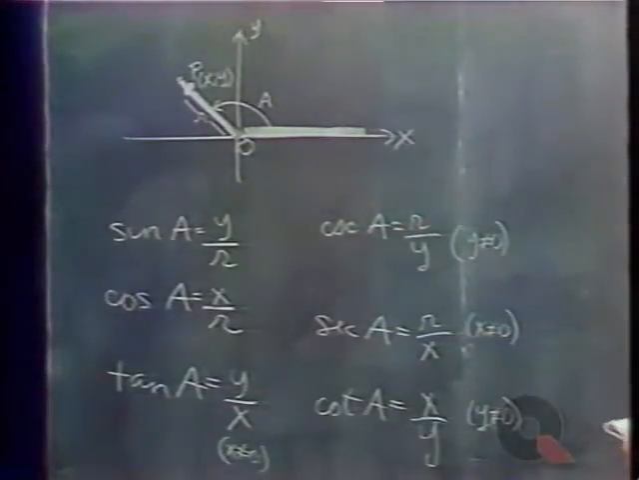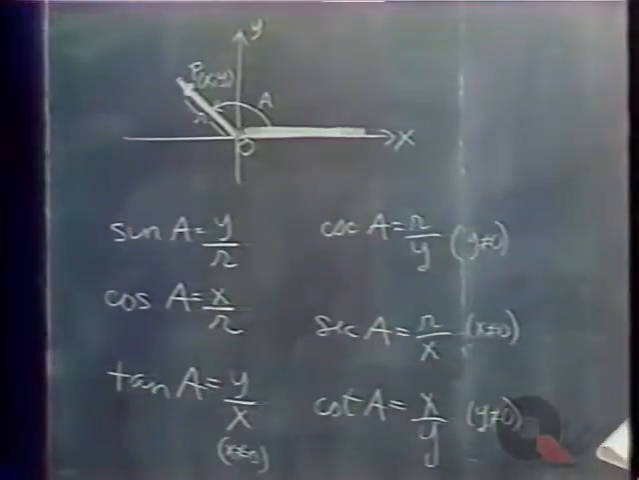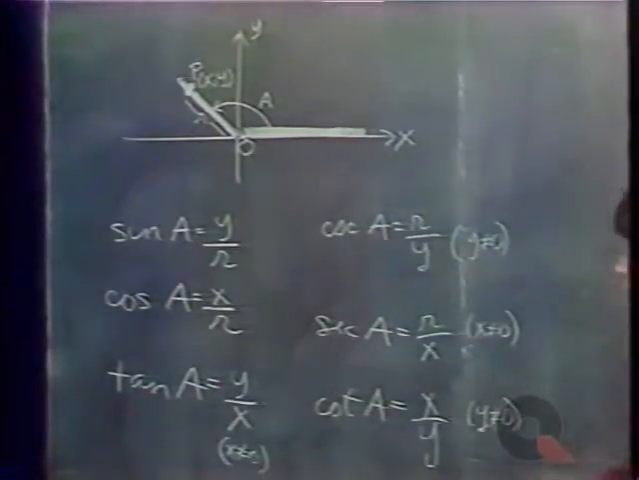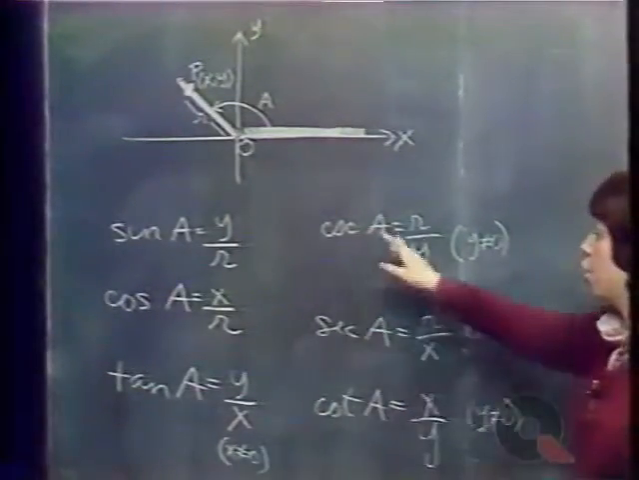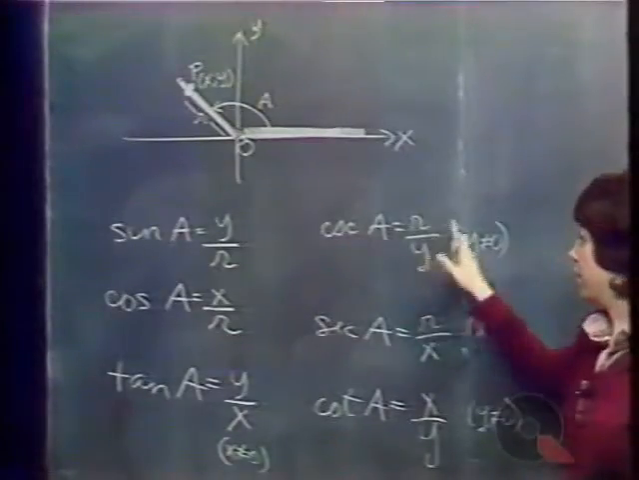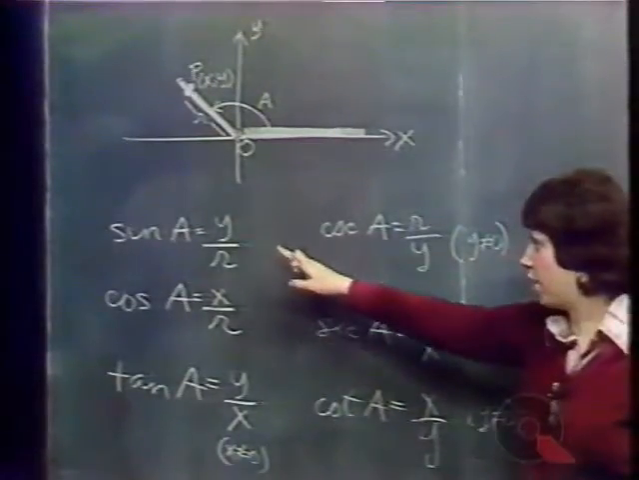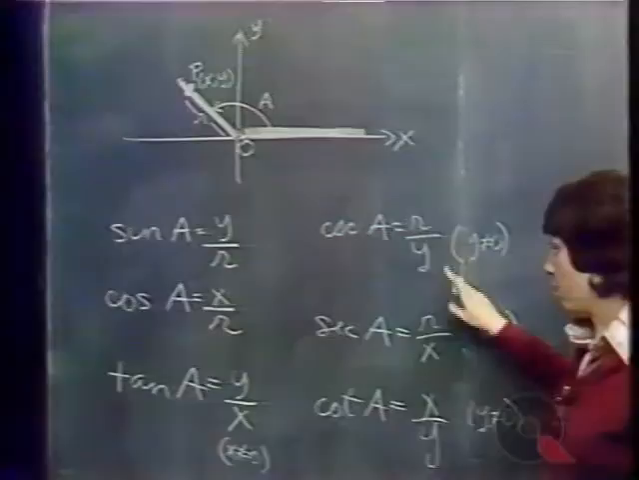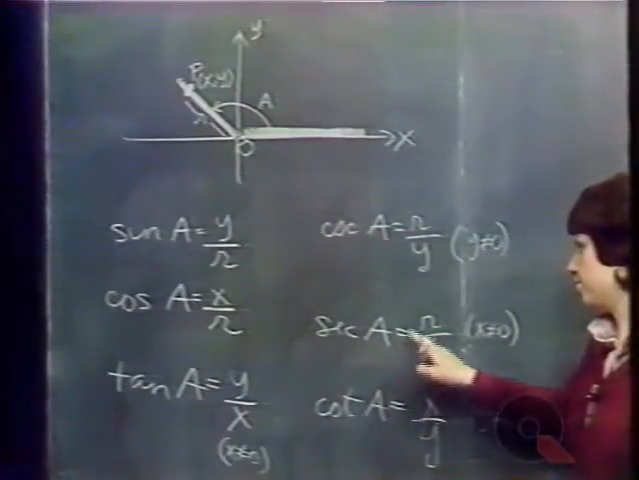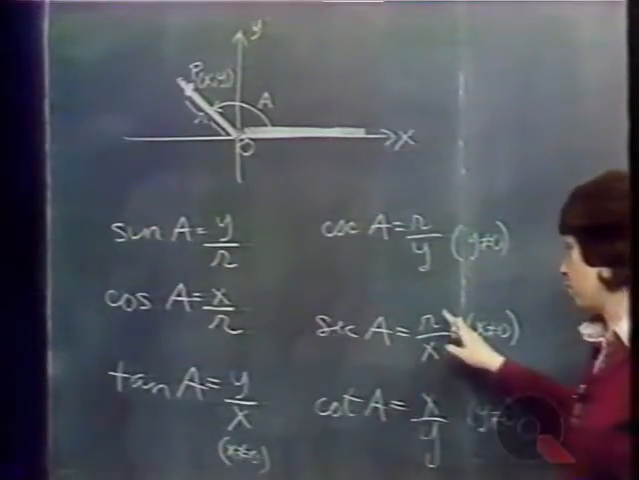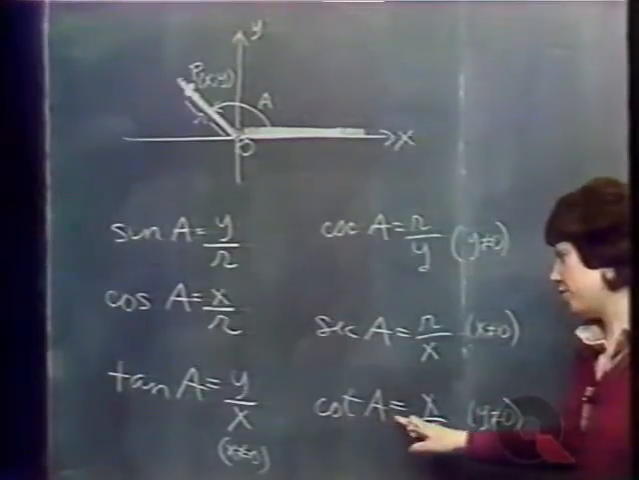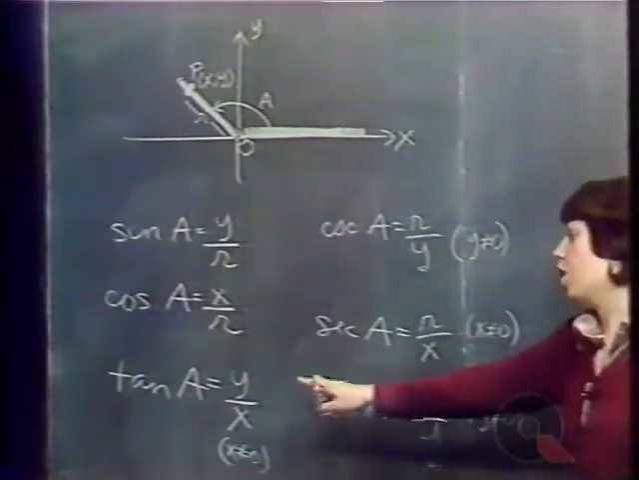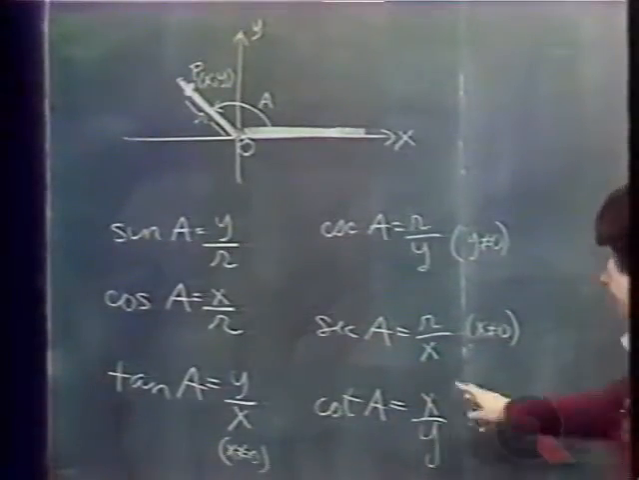Sine of A is y over r. Cosine of A is x over r. Tangent of A is y over x. Cosecant of A is the reciprocal of sine of A. It's r over y. Secant of A is the reciprocal of cosine of A. It's r over x. Cotangent of A is the reciprocal of tangent of A. It is x over y.